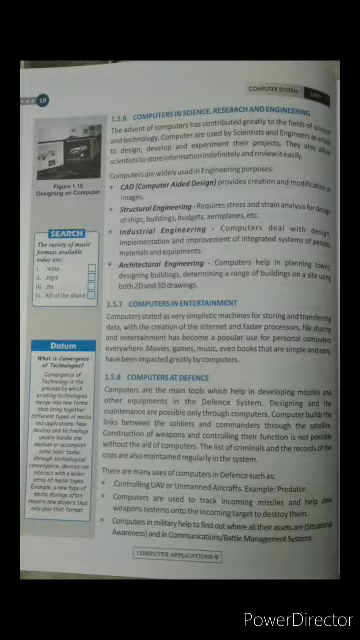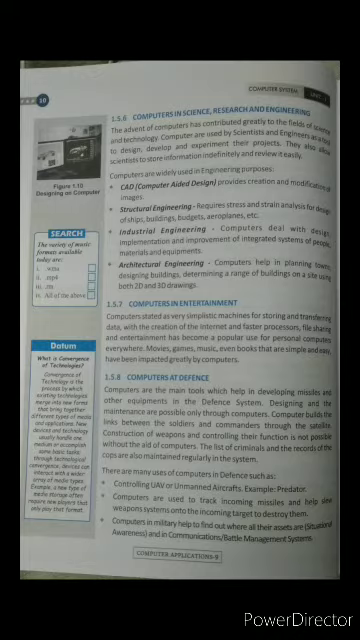Designing and maintenance are possible only through computers. So it's very easy for them to make missiles and to provide them accuracy and maintenance.